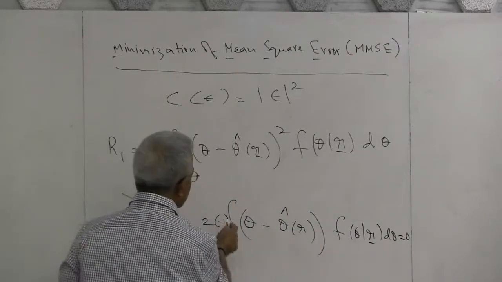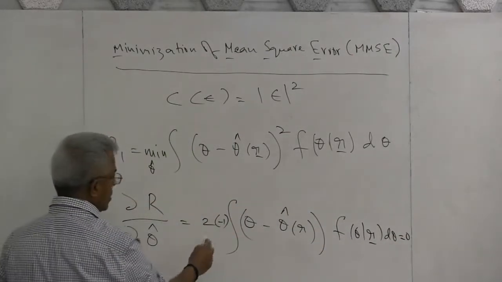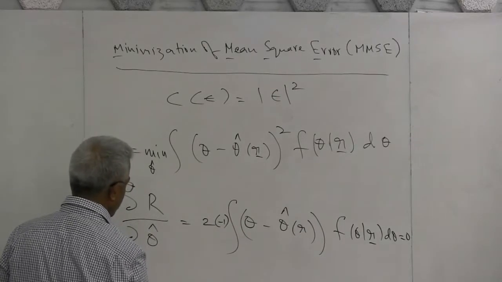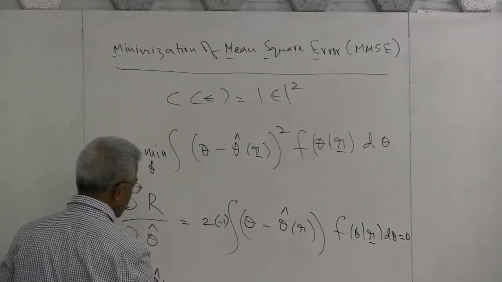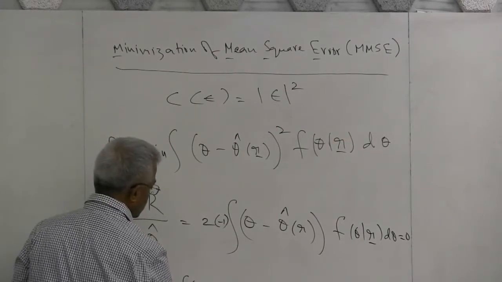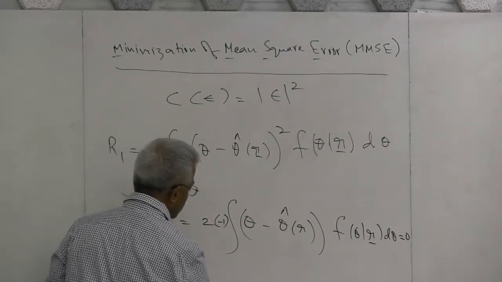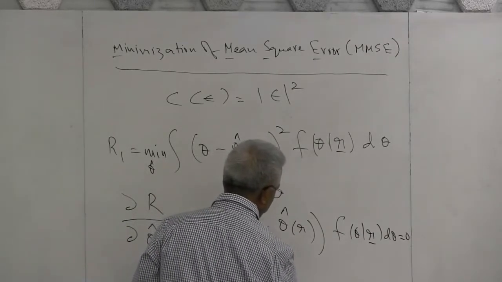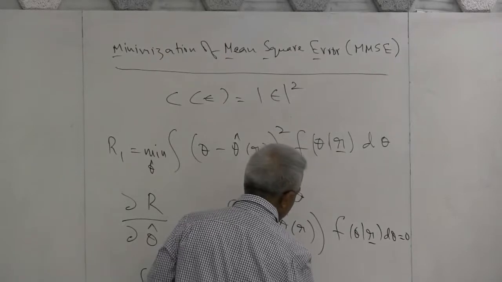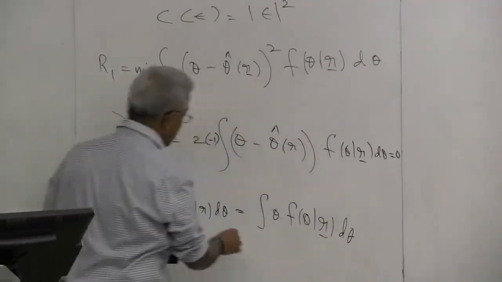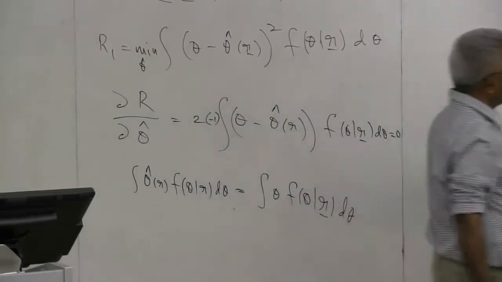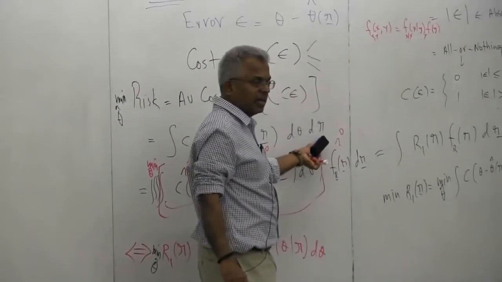So I see two terms, minus 2 goes away, and so I see that the one integral is theta hat of R, f of theta given R d theta equals, the other side it is theta multiplied by f of theta given R d theta. Remember the integration is with respect to theta. Look at here. In this one, the integration is with respect to both theta and R.